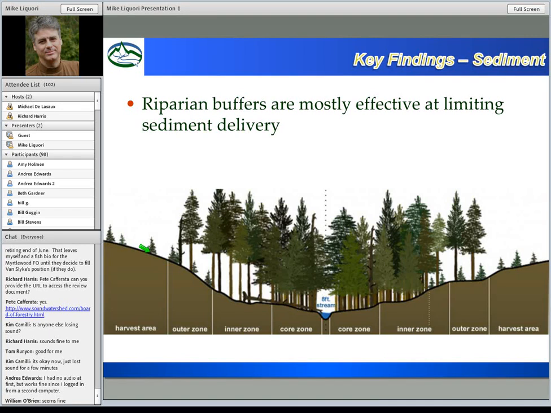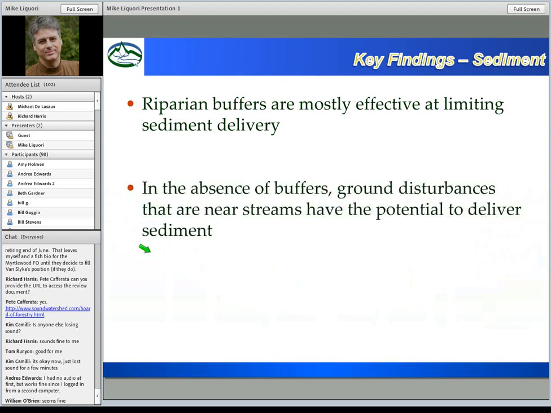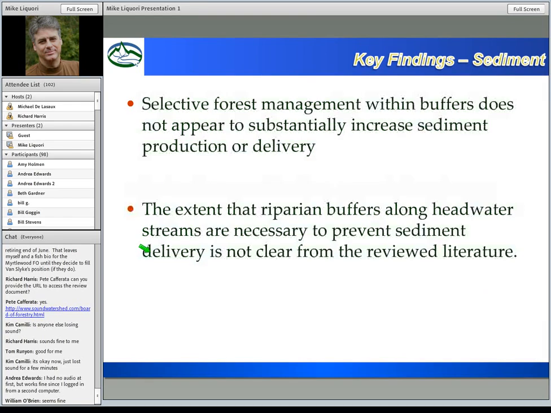What we found in the literature was that riparian buffers are generally effective at limiting sediment delivery from surface runoff processes. We found that anything out beyond a core zone, about 30 feet, was pretty good at mitigating the sediment productivity. In the absence of buffers, the ground disturbances that are near streams have the potential to deliver sediment. Selective forest management within buffers does not appear to substantially increase sediment productivity or delivery.